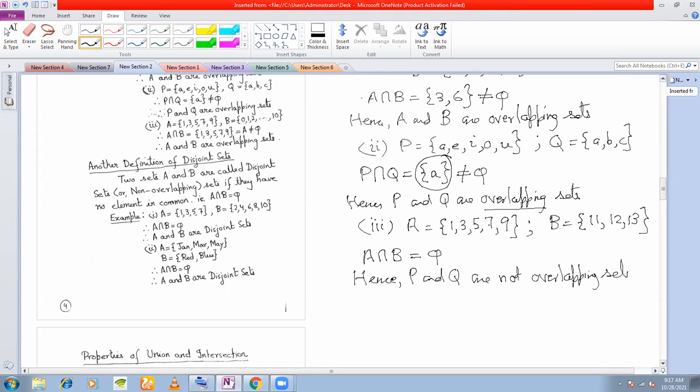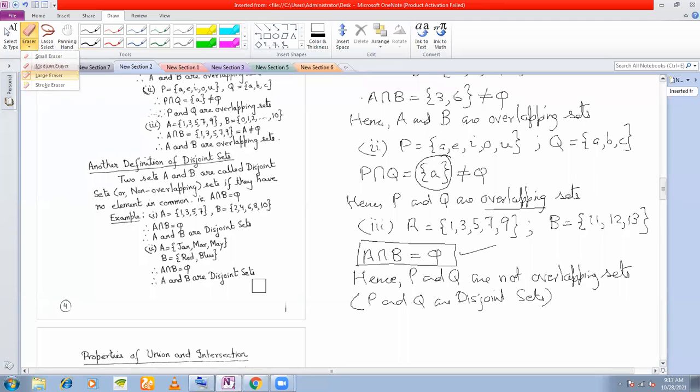Okay. So something has to be common between two sets for them to be overlapping. In fact, when A intersection B is not equal to null, we say P and Q are overlapping sets. Understood? We'll come to the next definition, disjoint sets. When A intersection B is a null set, we say A and B are disjoint sets. So let's check the definition of disjoint sets.